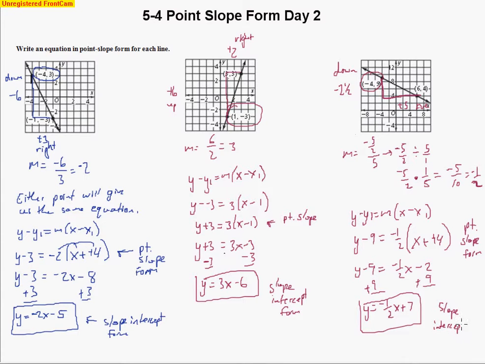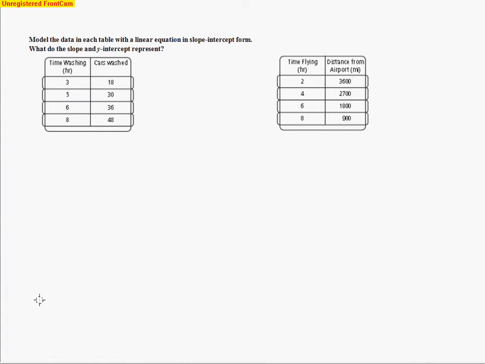So the next problem is one in which we have this table, and it says to model the data in each table with a linear equation in slope-intercept form. What do the slope and the y-intercept represent? So first thing we need to do is figure out what is our x and what is our y. Remember, x represents the independent variable, a number that you can put anything in for, where y represents the dependent variable. When you think of independent, these are inputs, and the dependent are outputs, what you get out from something.